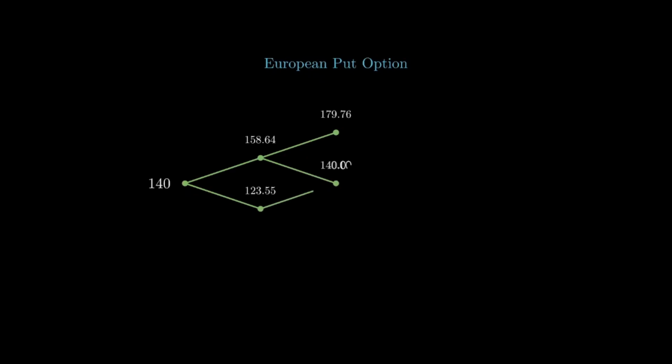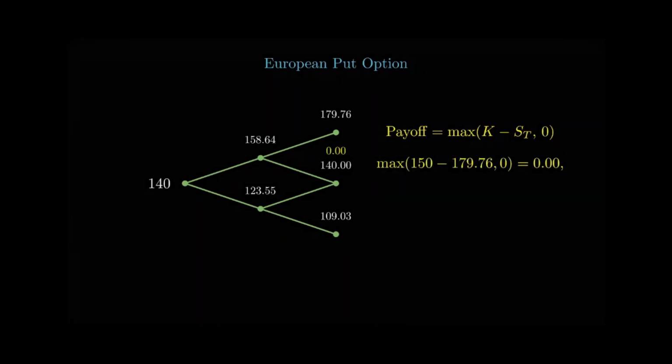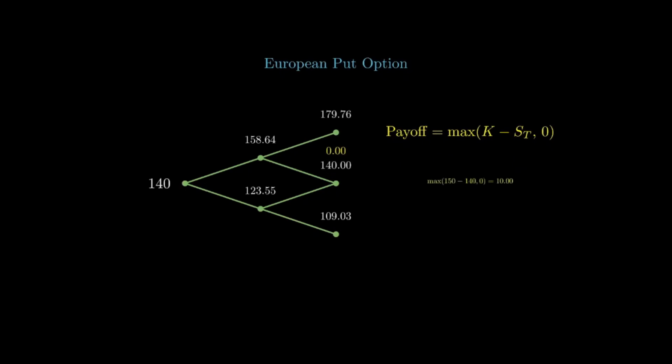The second problem is the European put option. The procedure of allocating the price movement at each node is the same. Here the main difference is the way we calculate the payoff. The payoff for a put option is the maximum of strike price minus the price at maturity or 0. Doing this, we get 3 possible payoffs. The first one is 0, the second one is 10, and the third one is 40.97.